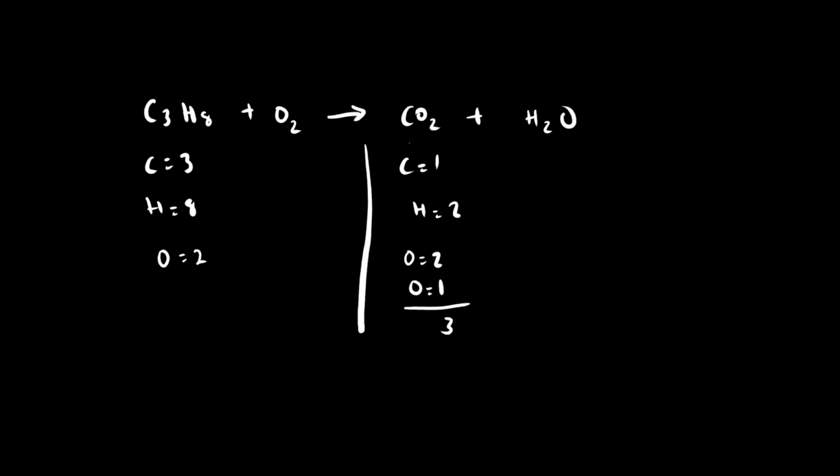Let's balance the carbon first. Least common multiple of 3 and 1 is 3, so let's introduce a coefficient of 3 in front of the carbon dioxide, and we now have 3 carbon on the right. Now we have 6 oxygen as part of the carbon dioxide, so a total of 7 oxygen.